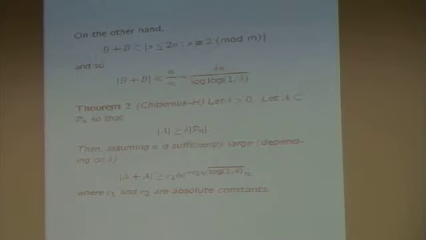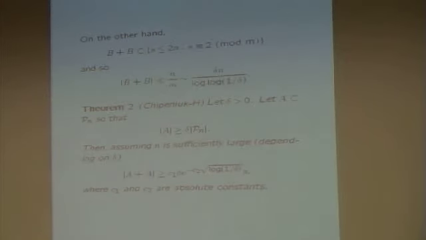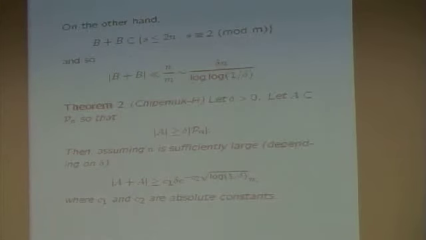So how well can Karsten and I do? What we're able to prove is that if you take a positive number delta, and you take A to be a subset of the primes less than or equal to N, so that A has positive relative density delta inside the primes, then assuming that N is sufficiently large, we have that the size of A plus A is bigger than or equal to a constant c1 times delta times N, and then we have this exponential term, e to the minus c2 square root of log 1 over delta. Okay, so this isn't as good as log 1 over delta. And c1 and c2 are absolute constants.